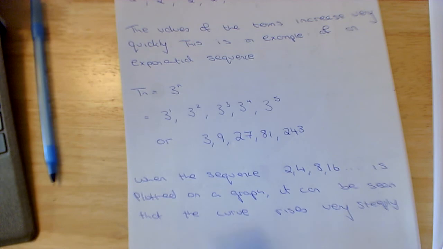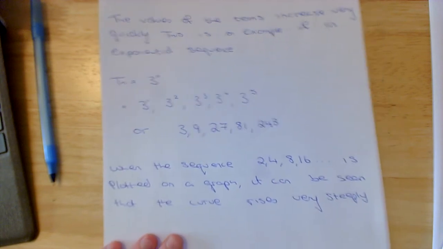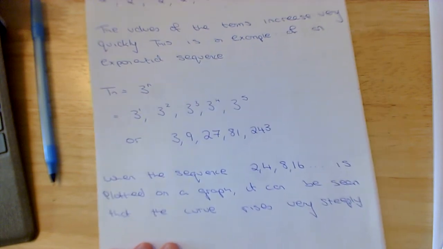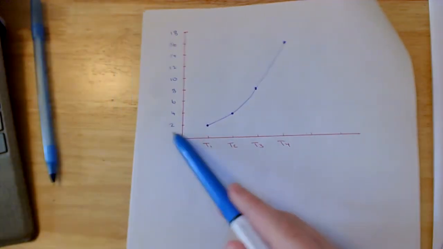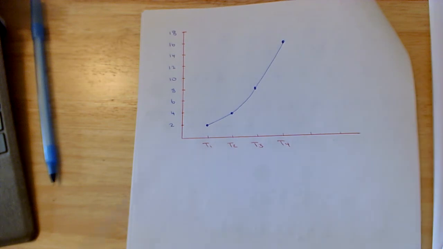When the sequence 2, 4, 8, 16 is plotted on the graph, it can be seen that it is a curve that rises very steeply. You would think it kind of looks like a Nike tick or something like that. It literally goes so rapid. I've plotted the sequence here, so it's like a curve. It's steeper than a quadratic pattern.